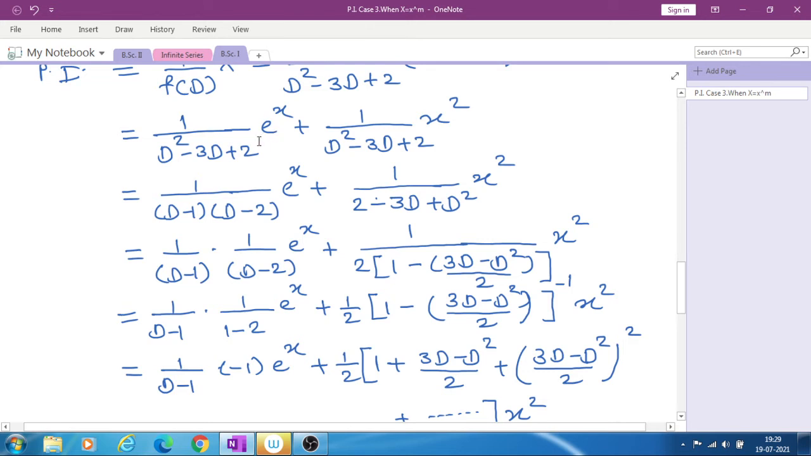So we have seen that when X is equal to e raised to ax, we have two formulae. Formula 1 is: when 1 upon f(D) operates on e raised to ax, this gives us, only we have to substitute D by a into e raised to ax. But this f(a) must not be equal to 0.